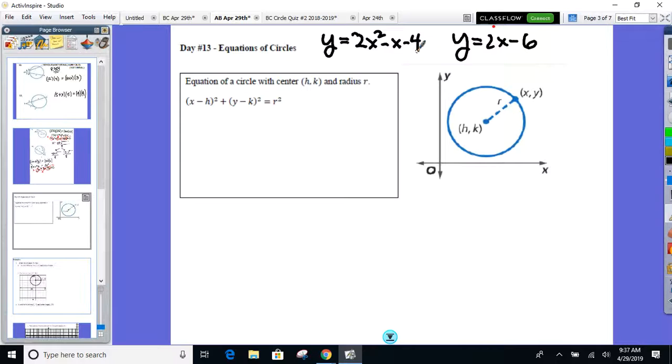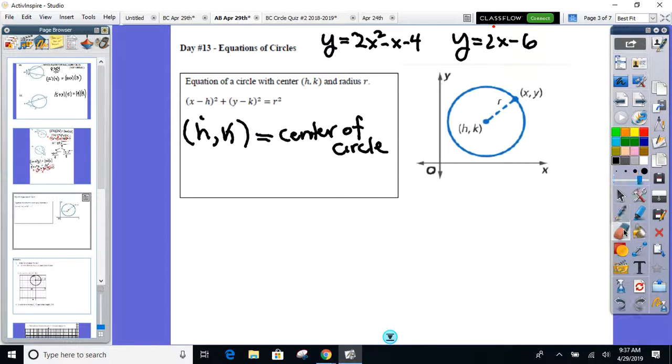That looks pretty darn intimidating, and I don't blame you. But the more you work with it today, the easier it'll become. X and Y are going to stay X and Y. What that represents are points on the circle. I don't plug in for those. What I am going to plug in for is that H value and that K value. As you can see here, that'll be the center of the circle. So whatever points are the center of the circle, I plug that in for H and K.